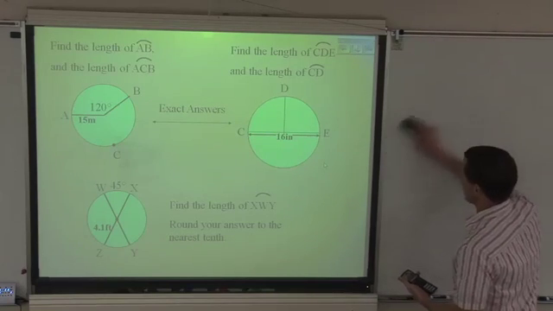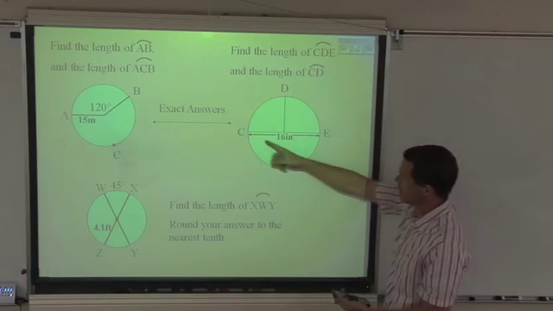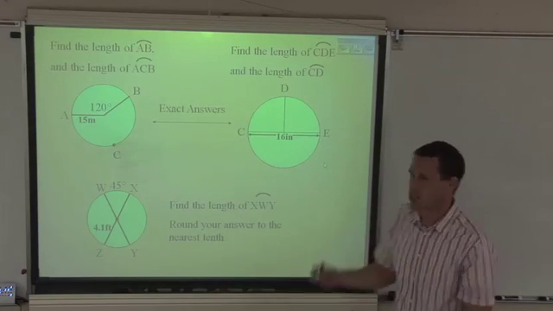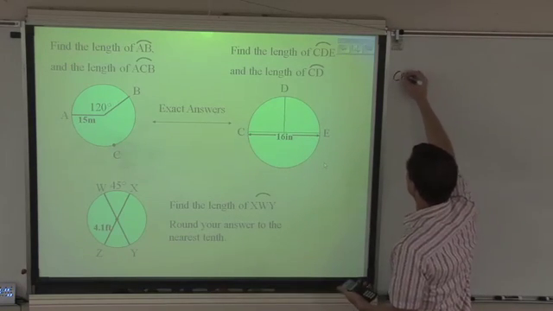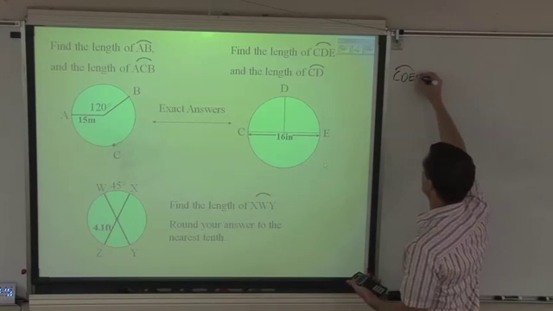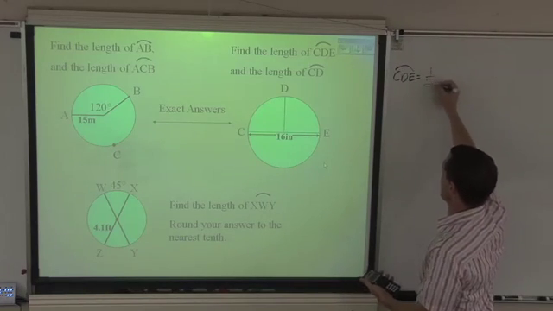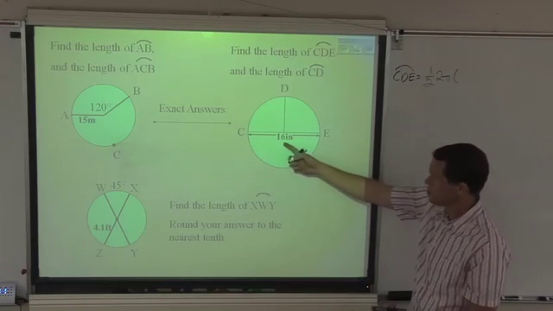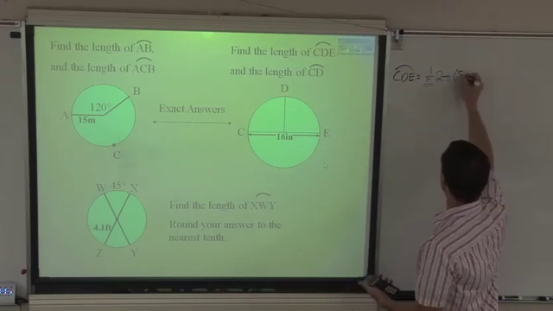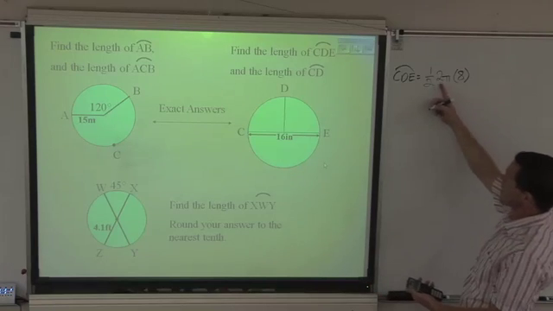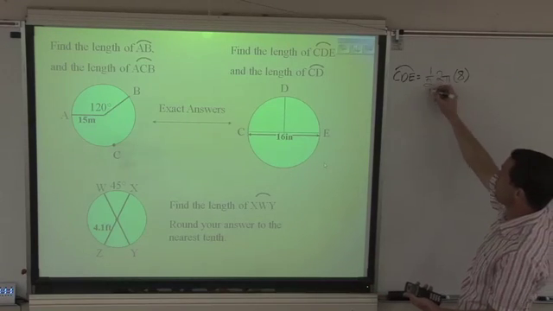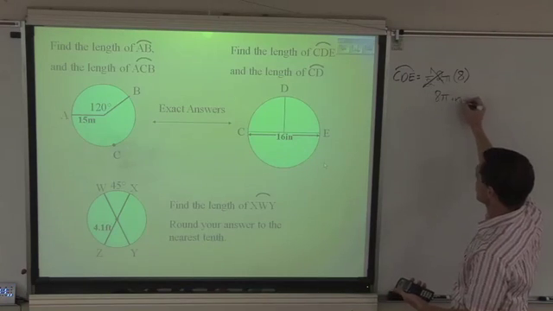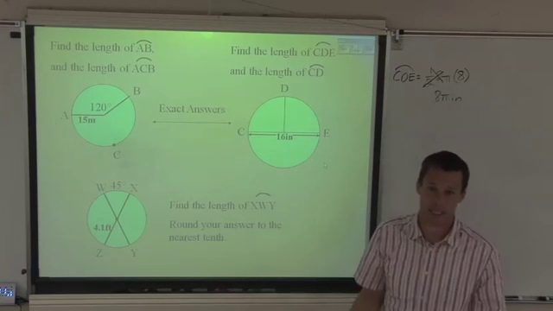Find the length of arc CDE. C to D to E. Well, CDE, that's a semicircle. CDE, I don't even have to write 180 over 360. It's 1/2 of 2 times pi times the radius. Well, the radius is 8. In this case, I can see right here the 1/2 and the 2 cancel out, and my answer is 8 pi. Exact answer, and we're done.